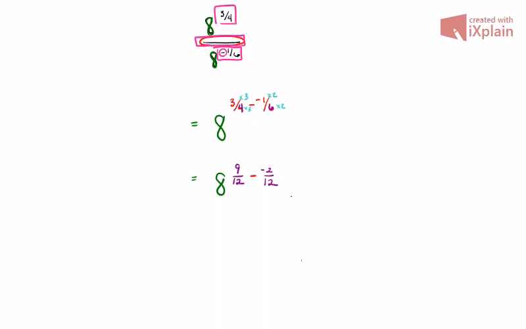Now what I can notice here is that I have a negative and a negative, so I can make those become positives. This now gives me 8 raised to, if I add this up, the 11/12. And there's my answer.